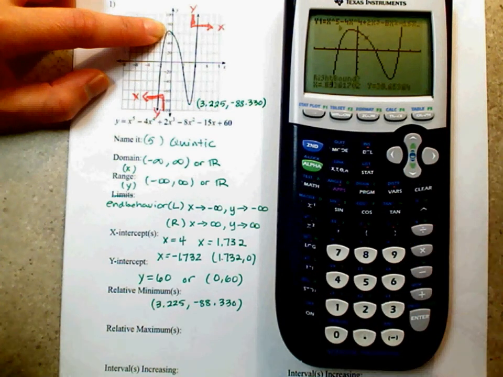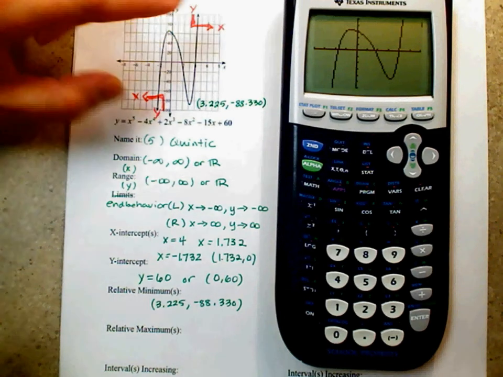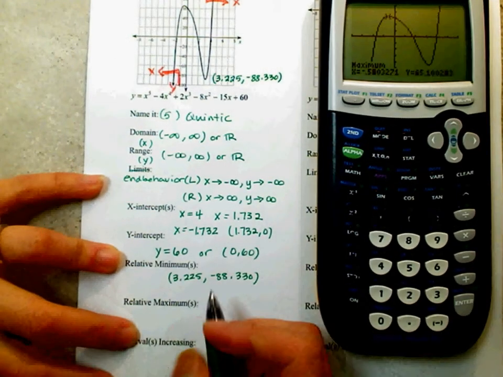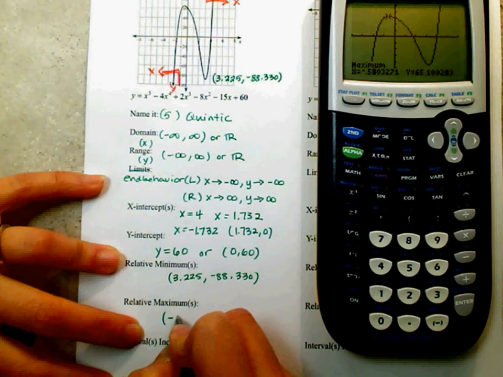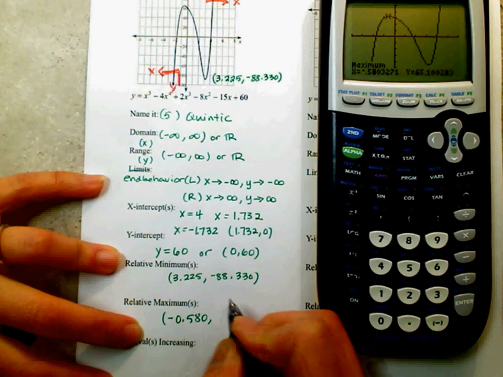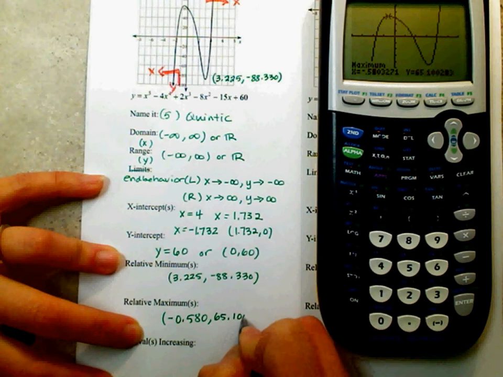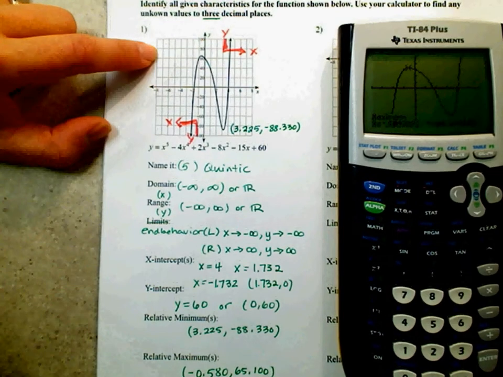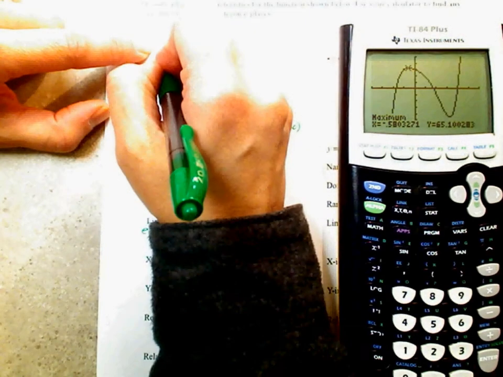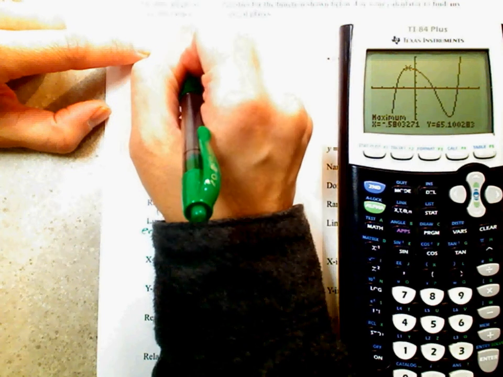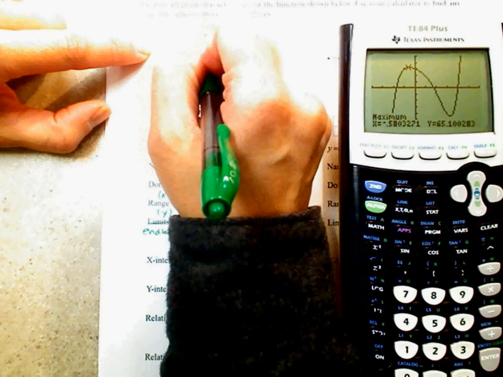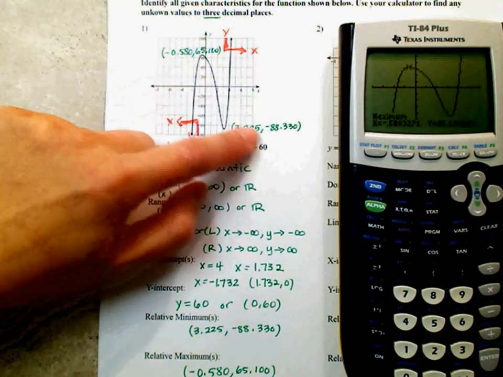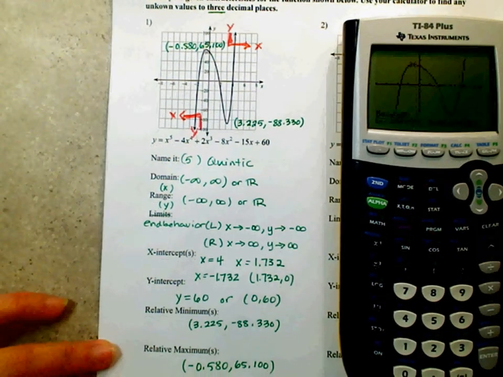So my relative maximum is, see how it tells you it's a maximum? You want to write that down, okay? So your relative maximum is negative 0.580, comma, 65.100. So there you have your relative maximum. And I'm going to label it up here in my graph to help me later. So negative 0.580, comma, 65.100. Okay? So there I have the label. This is going to help me. All right. Next part. Notice I only have one relative maximum.